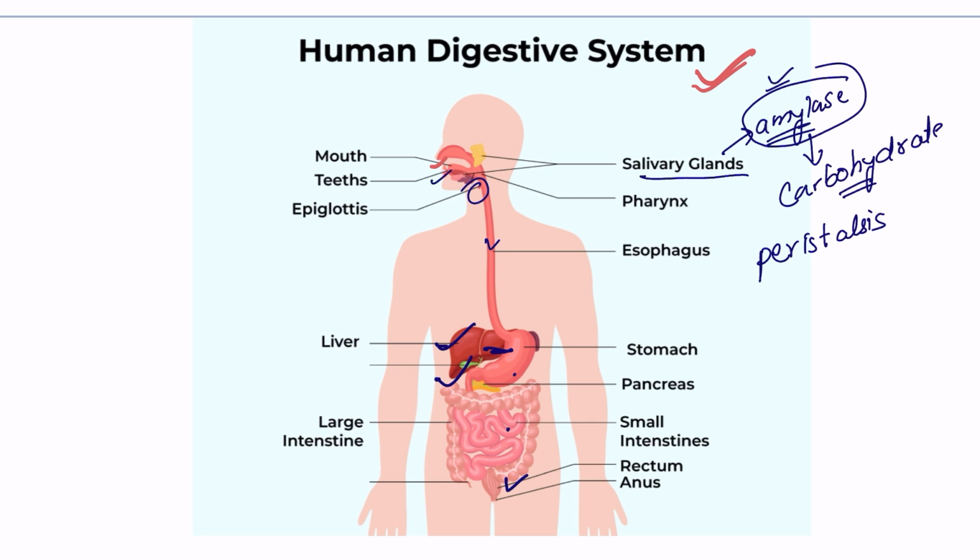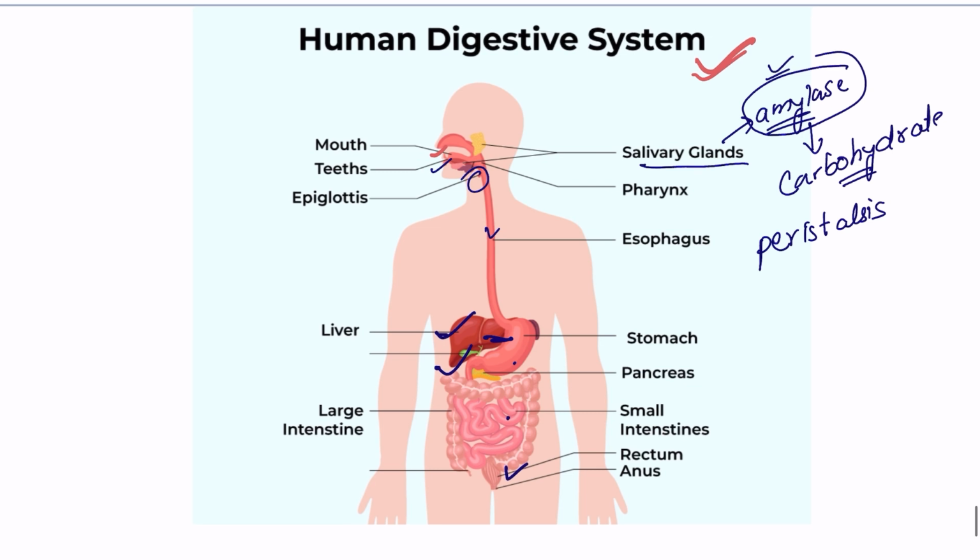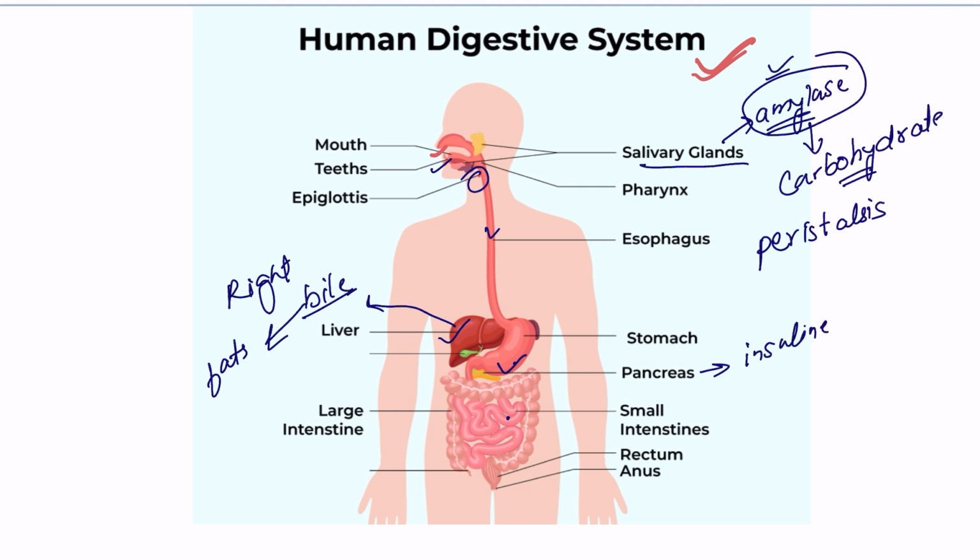Teeth are for mastication of food, chewing. Then the liver. Liver produces bile, and bile digests fats. Liver is on the right side of our body, just below the right diaphragm, slightly into the left side. Then we have the pancreas. Pancreas produces insulin and digestive enzymes released into the stomach, which help in digestion.